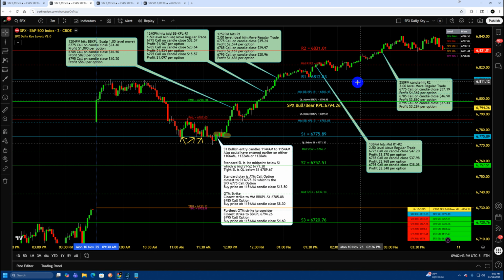Now, in this case today, we did get a move up again to a further level, the mid R1, R2 level, the next level up, 1:36 p.m. That's now a 2.5 level move in your favor on a regular trade. So that is again where you'd have another decision to make.